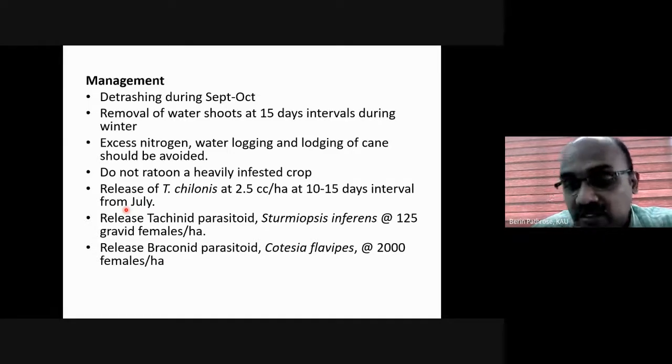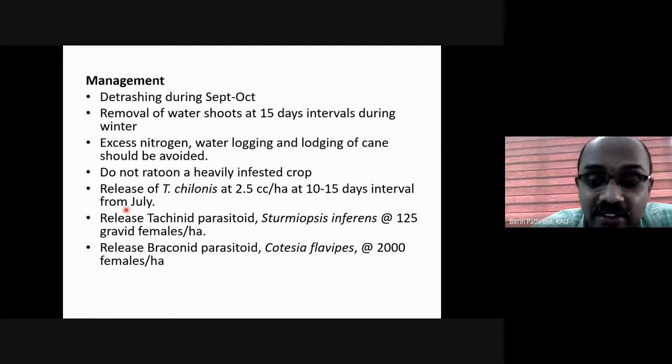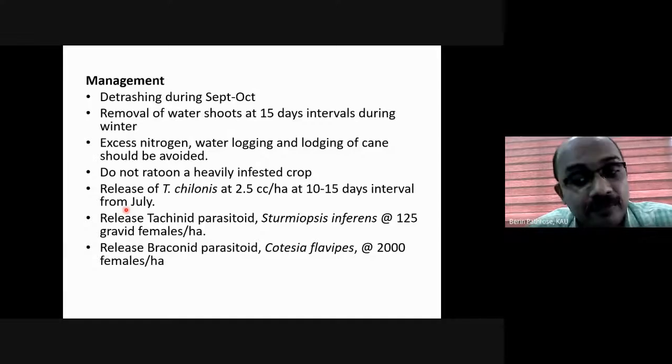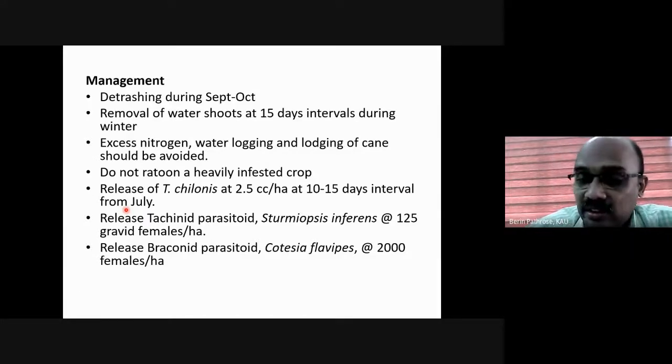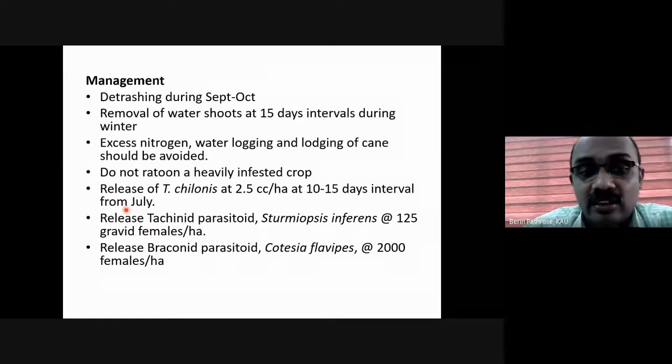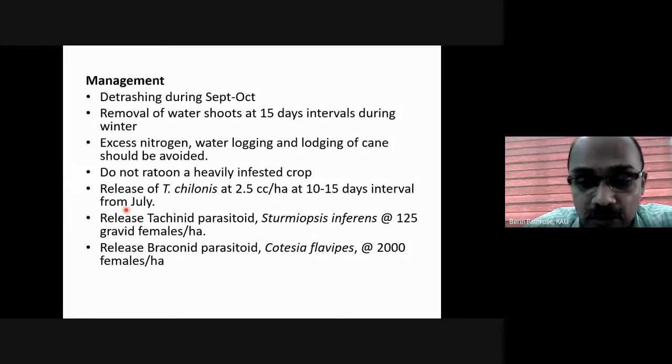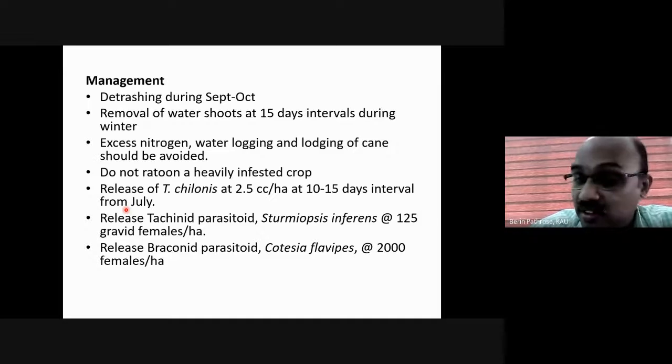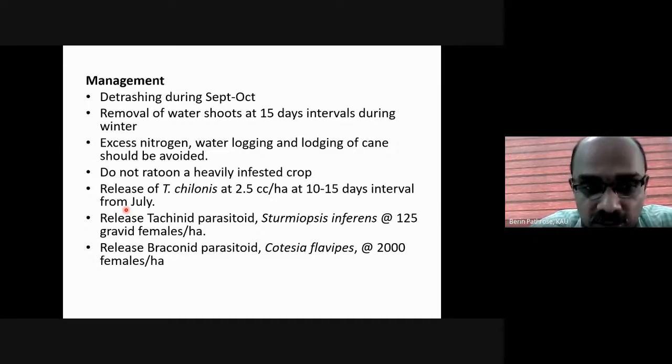Then we can release tacinid parasitoid. I told you there are several parasitoids which are used. So for Chilo there is a tacinid. Tacinidae is a dipteran family. Very rarely are tacinid parasitoids employed in the case of biocontrol. So we have a tacinid parasitoid Sturmiopsis inferens at the rate of 125 gravid females per hectare.